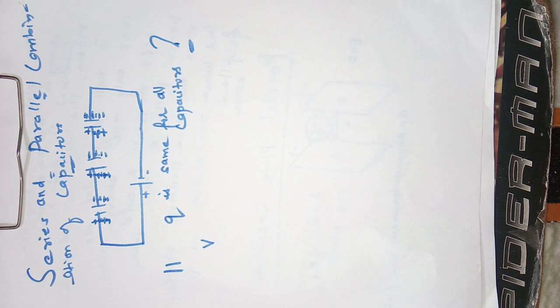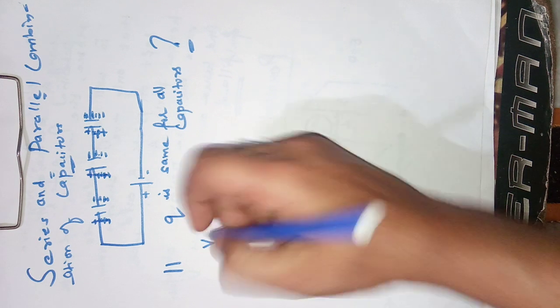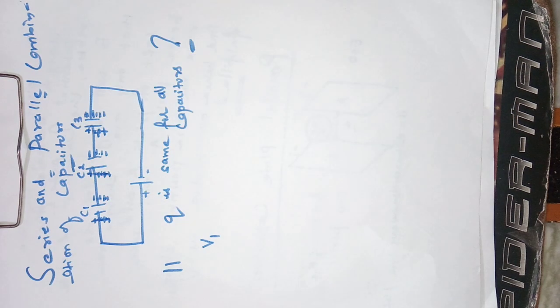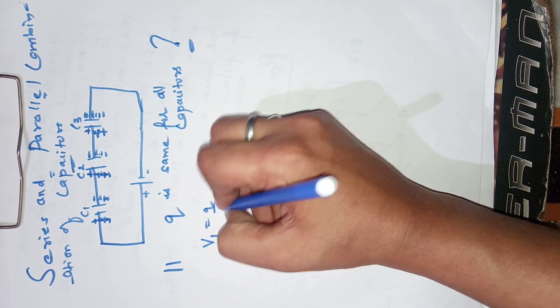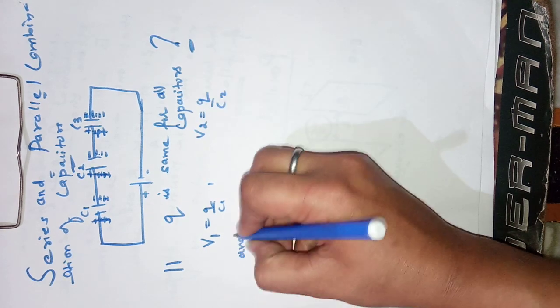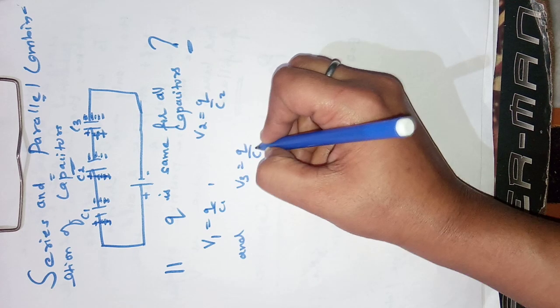I am again repeating, as the value of charge is the same for the capacitors when they are connected in series, so we are going to calculate the voltage across these capacitors and take a sum for them and calculate the net voltage. How? The three capacitors have capacitance C1, C2, C3 respectively. The voltage across the first capacitor is given by Q by C1, across the second Q by C2, and across the third V3 is equal to Q by C3.